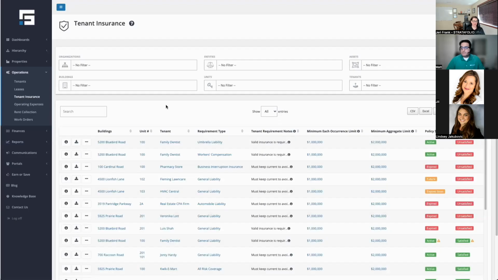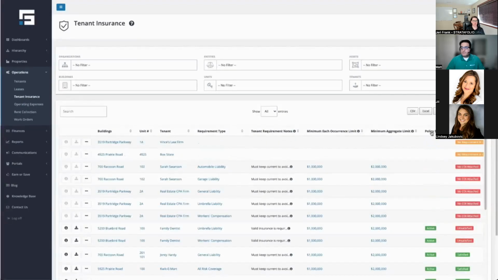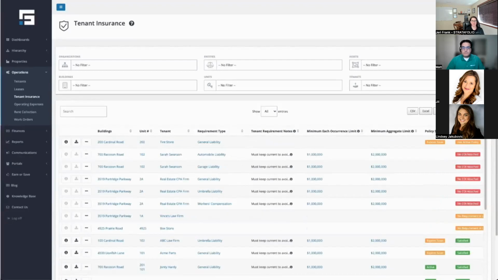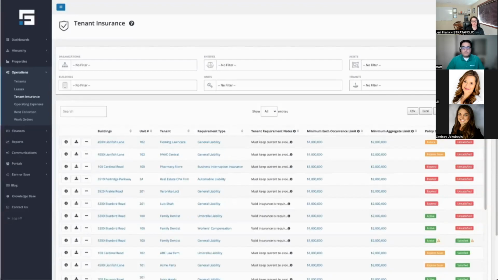At any time, you can access that tenant's insurance view and see every tenant and the status of each insurance requirement and policy. So here you can sort or filter on the data you need to know so that you can take action, or you can share this information with your investors, lenders, or insurance providers. But this information is all at your fingertips.